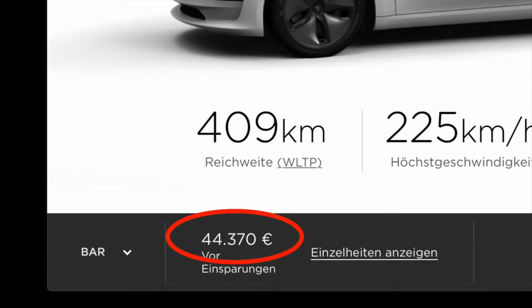Have a look now. Here I've zoomed in on the German website and circled in red the total price that they are showing you down there. You can see that it is 44,370. So far, so good. Now let's have a look at the Irish site, however.